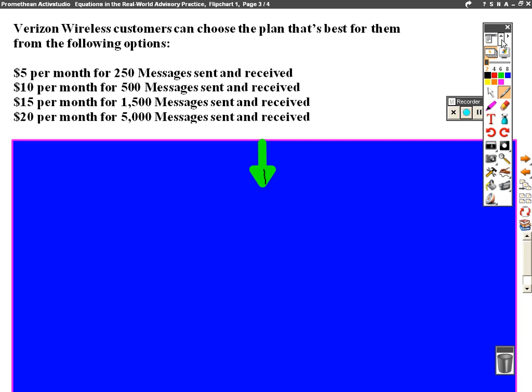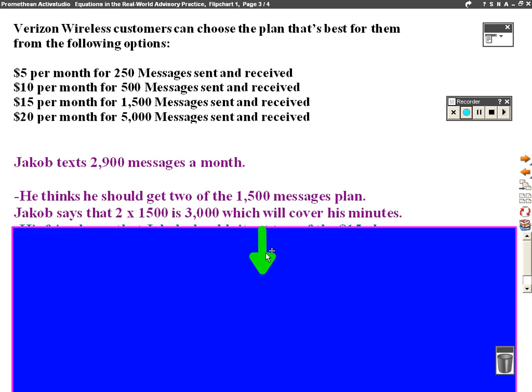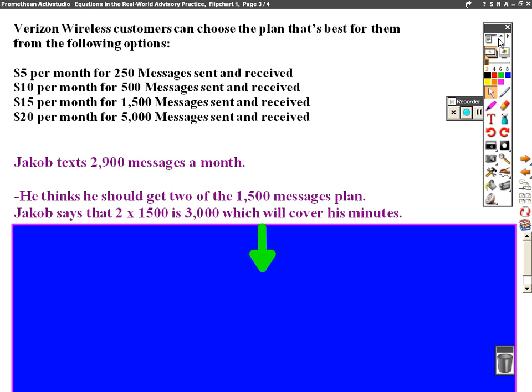So, let me get out of this mode. There we go. Let's take this down. Jacob texts 2,900 messages a month. So, he's trying to determine which one will be the best one for him. Well, after doing a little bit of thinking, he thinks he should get 2 of the 1,500 message plans.